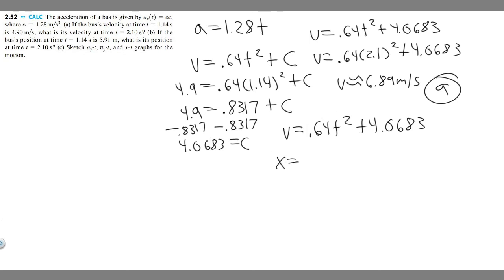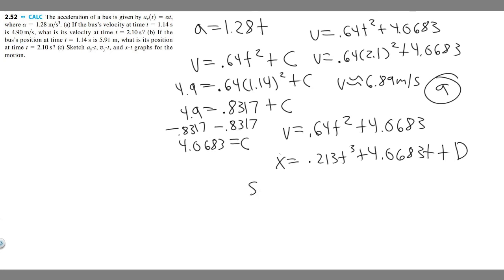So the integral of 0.64 t squared is going to be 0.213 t cubed, right? Because you add 1 to the exponent and divide by 3. And then 4.068 t, because when you take the integral of a constant, you just get that constant times the variable. And then plus d, which is our constant, right? Just as we added c in this one. And so what we're going to want to do is plug in the position, 5.91, at 1.14, solve for d, and then we have d, and then we can actually just solve by plugging in a time.